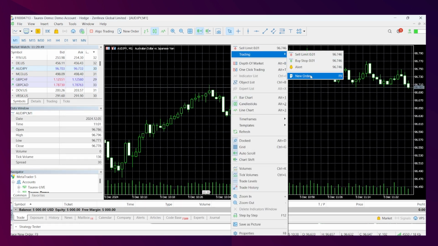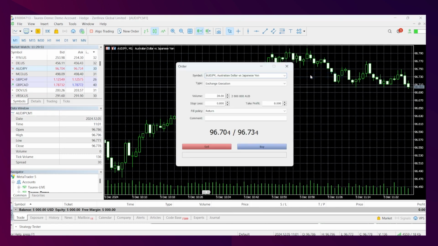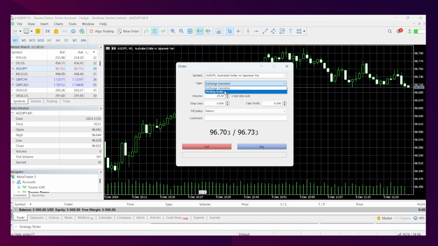Right click, trading, then down to new order. Now the type of order will depend on your strategy, of course. If you want to do an instant execution, that basically means you're trading from the current market price, or you can set a pending order where your trade will be tagged in at a certain level.